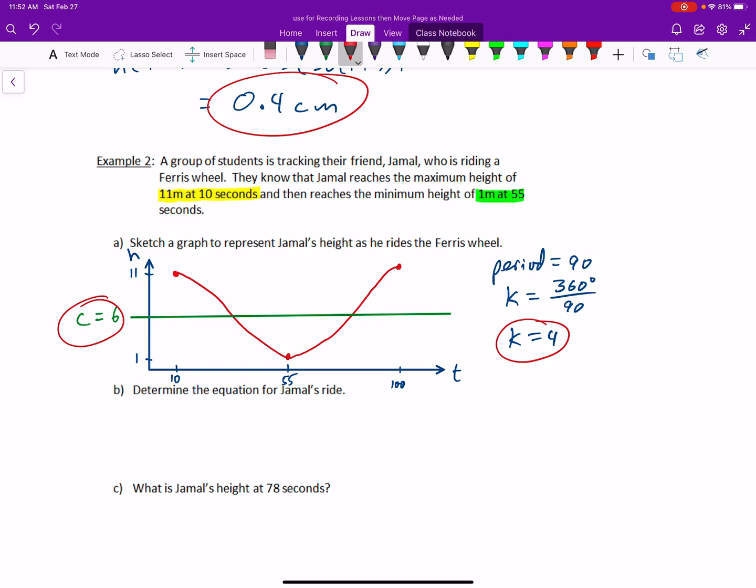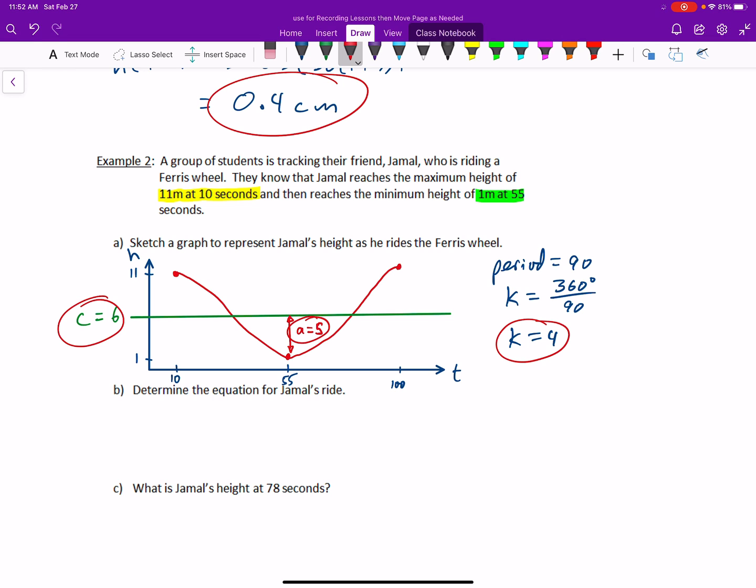Or I could measure it on the graph again. The distance from the axis, which is 6, to the max or the min is 5. So I could get it that way. Remember, amplitude's always considered to be a positive number. We don't worry about whether we're measuring up or down, so I'll just say it's 5.